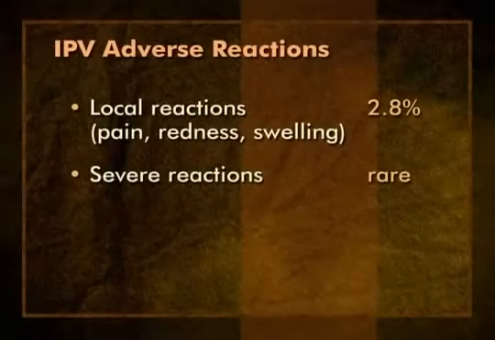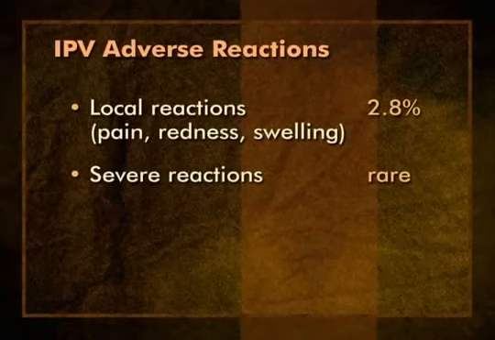An inactivated polio vaccine is one of, if not the safest vaccine available. As with any injected vaccine, local reactions such as pain, redness, or swelling at the site of injection occur in 2.8% of recipients after any of the first 3 doses of IPV. Severe adverse reactions are rare and are mostly allergic reactions. In the past, almost all adverse reactions following polio vaccine were due to oral polio vaccine.